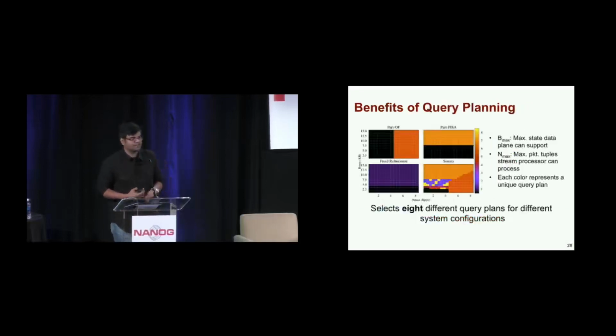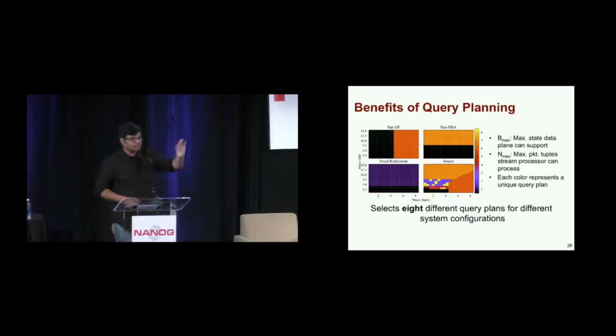So the other result is about the benefit of query planning. This is a very colorful graph, so just to give you a sense, read each color in this graph as a different query plan. The constraints here are: you have the maximum state you can support in the network in your data plane, and you can also specify the maximum packets you can process. Given those constraints, Sonata can figure out what's the best query plan for a particular application.